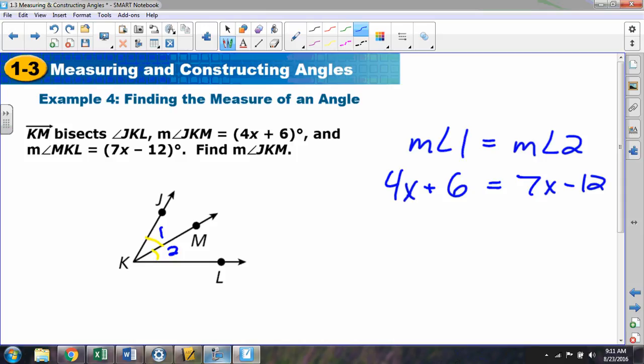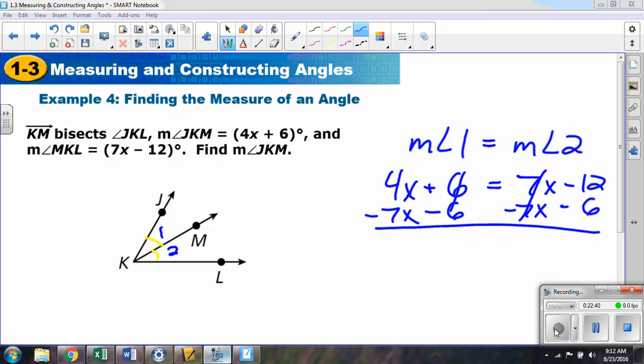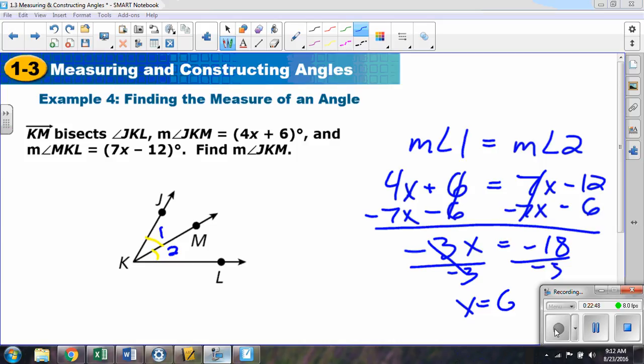Solve the equation. What do we get? Okay, so we could subtract 6 and subtract 7x. Both of those cancel, so we have negative 3x equals negative 18. Dividing by negative 3, we would obtain x equals 6.